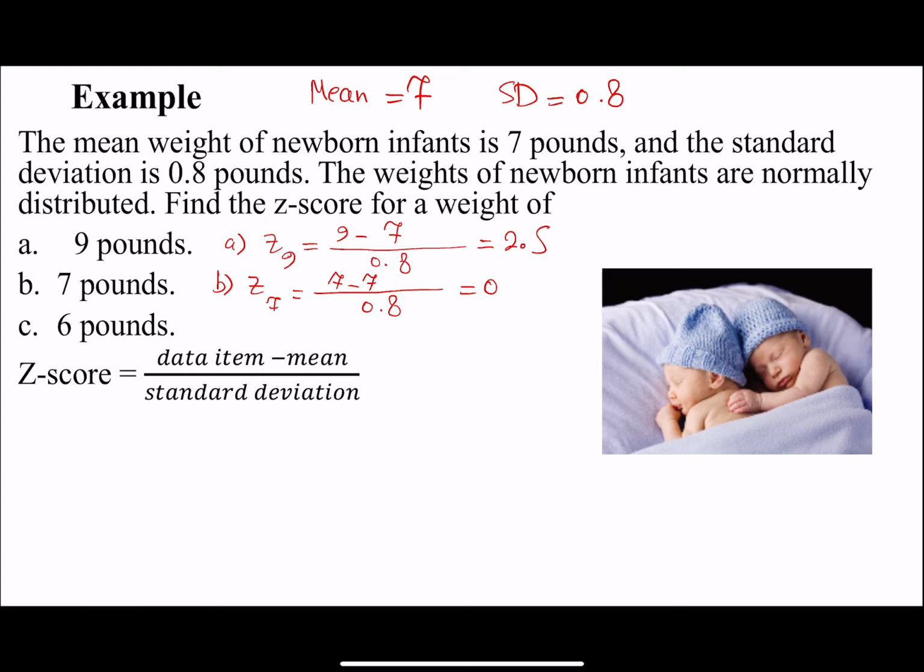And part C, 6 pounds. The z-score for 6 pounds is your data item 6 minus the mean value 7, over the standard deviation 0.8. 6 minus 7 is negative 1, over 0.8. Use your calculator. It's negative 1.25. As you see, we have a negative value because 6 is below the mean value. So here are the z-scores: 2.50 and negative 1.25.